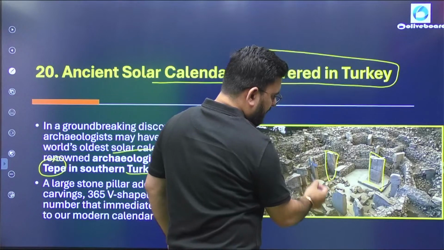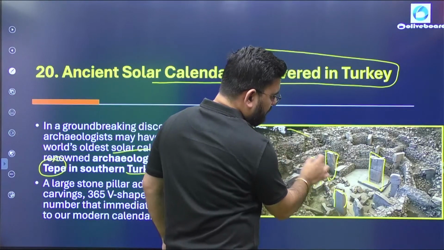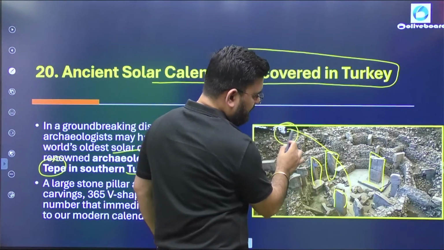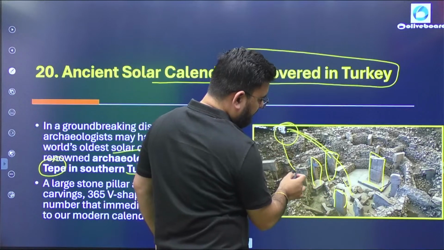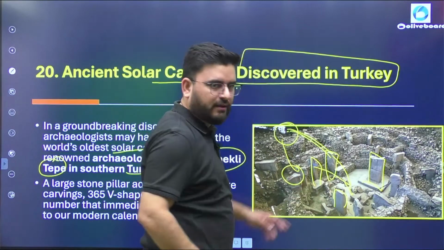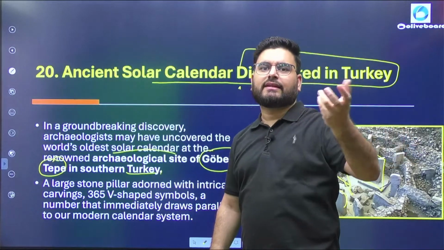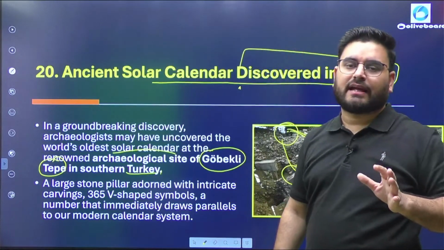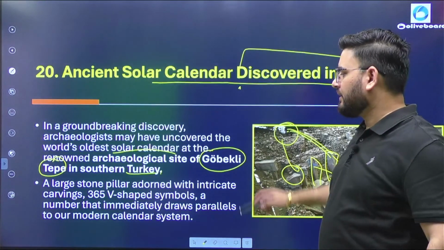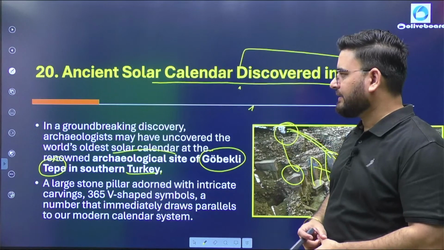And using the shadow of the sun, let's say here is the sun, the shadow will form here. If the sun comes here, the shadow will form here. Using this thing, the people in the ancient time used to tell the exact time. So it has been found in Turkey. Remember this thing.